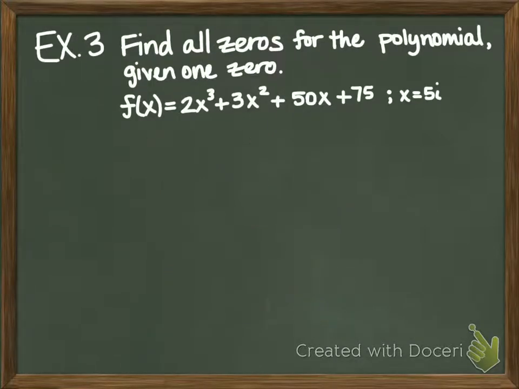Okay, so let's continue on example 3. We're going to find all the zeros, and this time we're given that one of the zeros is an imaginary number, 5i. So earlier I said that if an imaginary number is a solution, then its conjugate is also a solution, which is negative 5i.